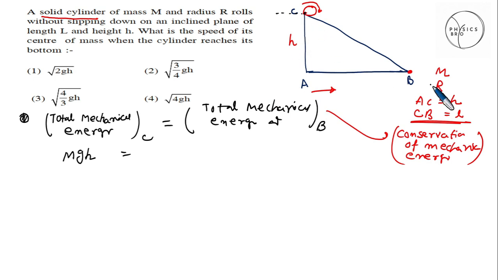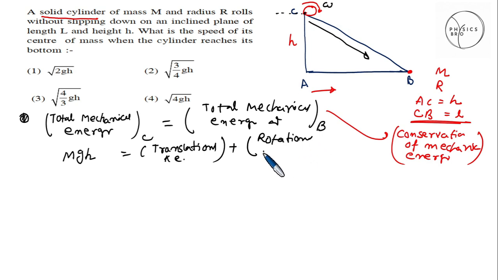And what will be the total mechanical energy at point B? At this point the height is 0, so there will be two terms. One is the translational kinetic energy, since the potential energy is converted to kinetic energy. Plus, because the cylinder rolls, it is not only translating along CB, it is also rolling with some angular velocity omega, so there will be a rotational kinetic energy. The translational kinetic energy is half m v square, plus the rotational kinetic energy, half I omega square.